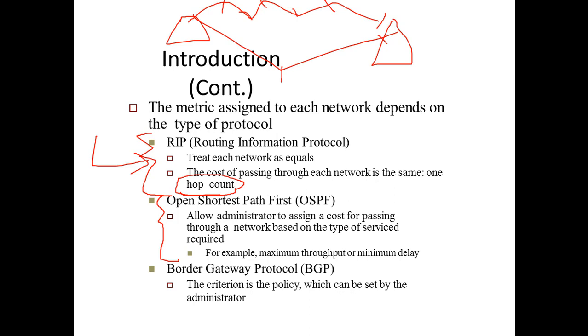You should know that it allows the administrator to assign a cost for passing through the network based on the type of service. For example, if you want to have maximum throughput or minimum delay. These are some parameters, or you can say metrics, that you consider while you are using OSPF, and it is mostly used nowadays because of the different metrics that it provides. We will discuss that in the second part of this lecture in much more detail.